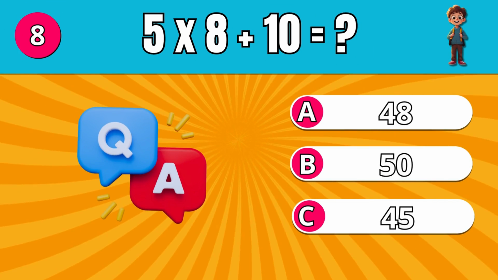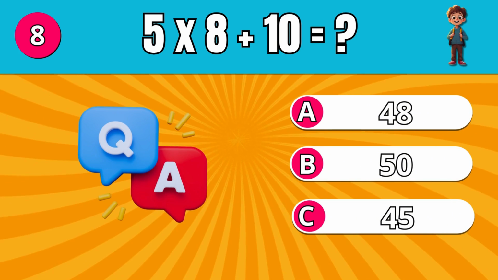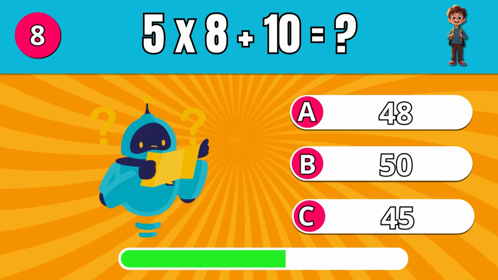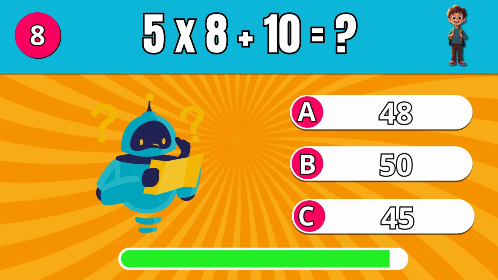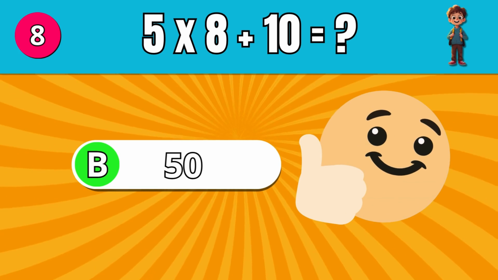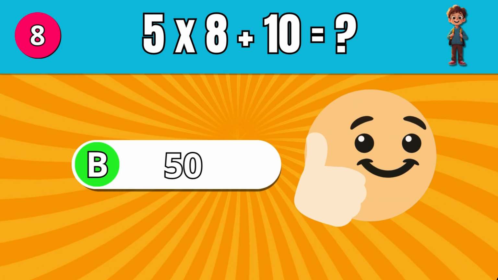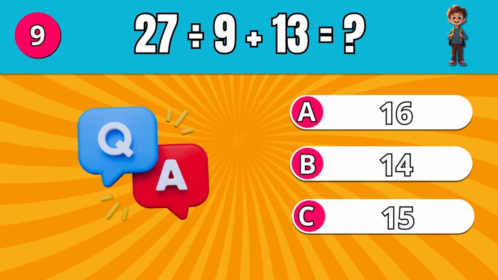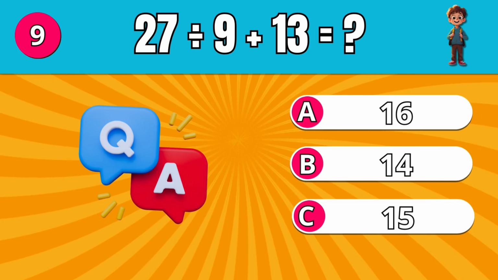What is 27 divided by 9 plus 13? A 16. Subtract 11 from 40, then add 9.